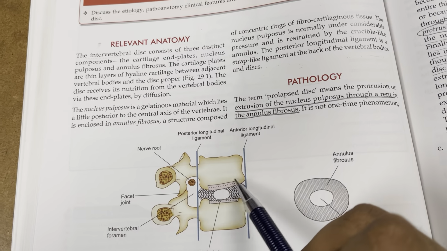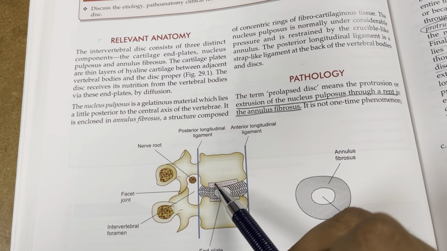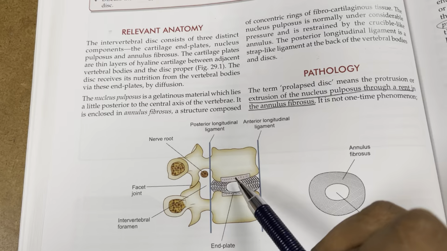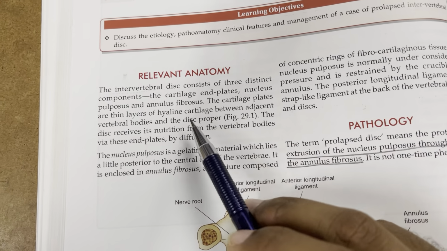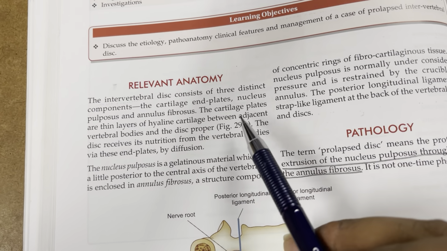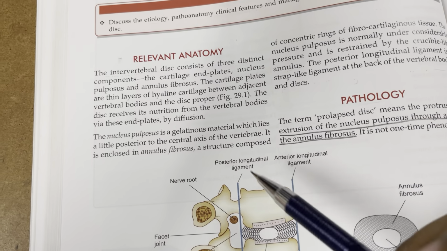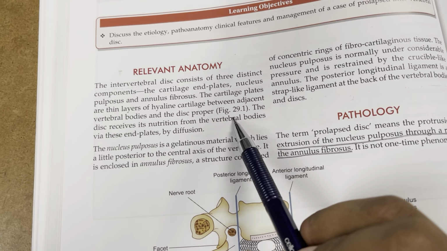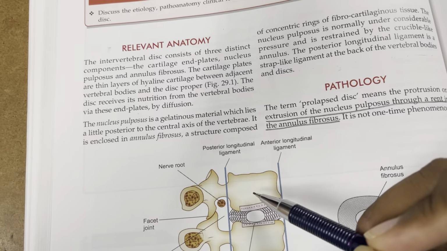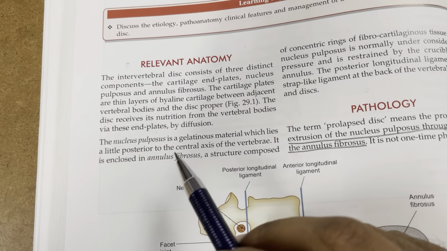But between the vertebral body and the intervertebral disc, you have something called the end plate. So the cartilaginous end plate is a thin layer of hyaline cartilage between adjacent vertebral bodies and the disc proper. So the disc receives its nutrition from the vertebral bodies via these end plates, that is through diffusion.